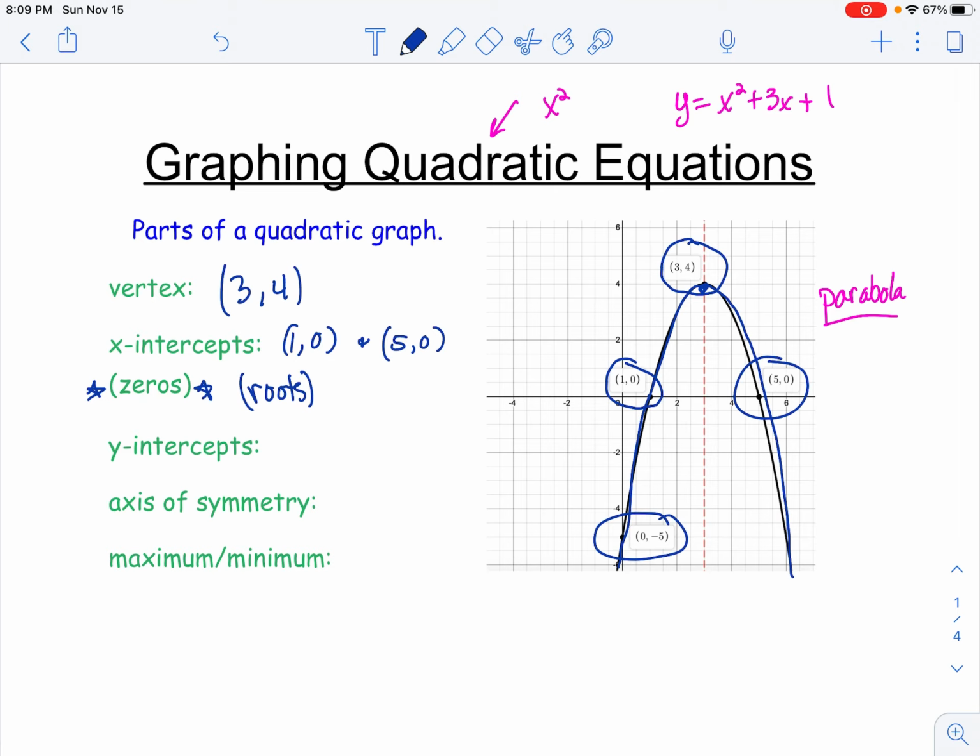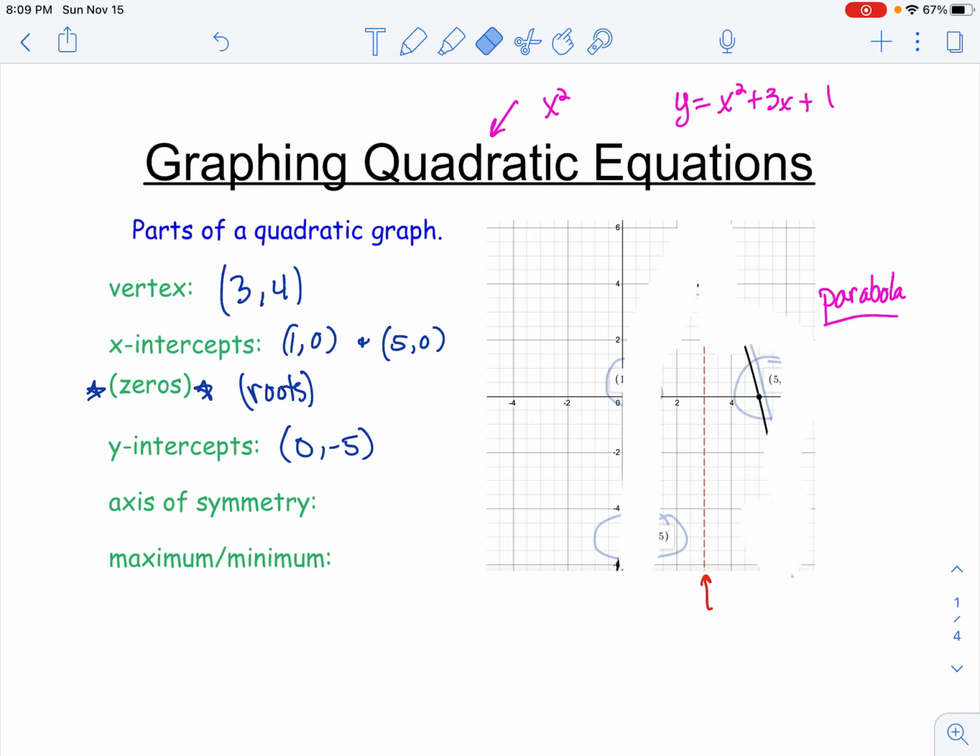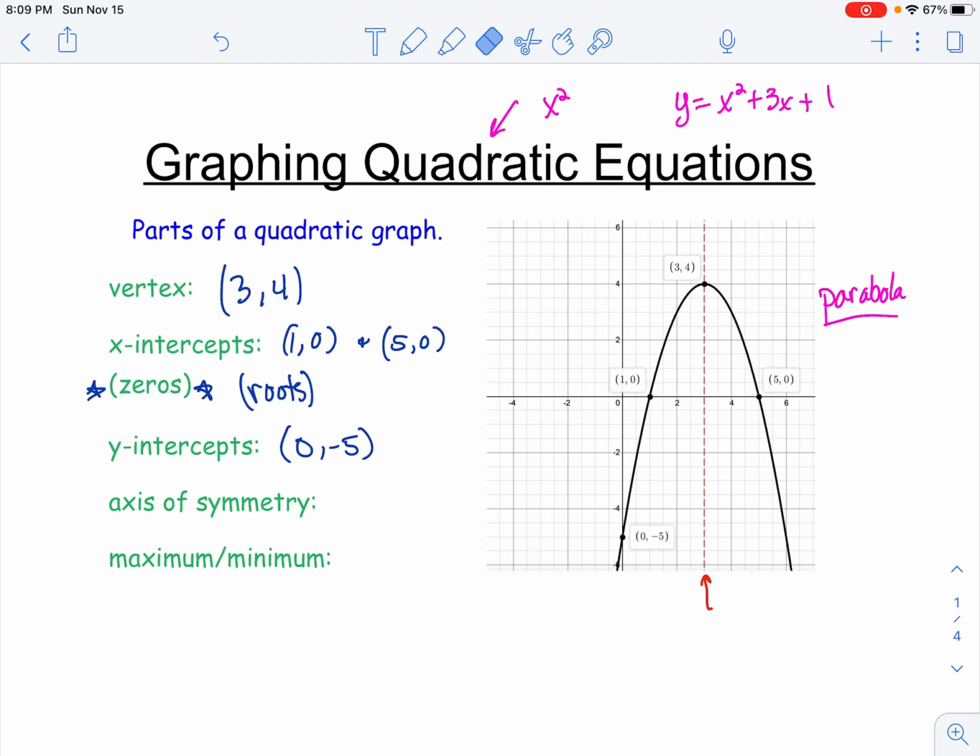The y-intercept is where it crosses the y-axis, and here it's at 0, -5. And then the axis of symmetry, which I have in red on the graph, is the line that cuts this parabola exactly in half. I'm going to get rid of some of this stuff so that we can see it a little better. This parabola is perfectly symmetric if you cut it on that red dotted line, and so this is called the axis of symmetry. In this case it's a vertical line at 3, so we would write x equals 3.